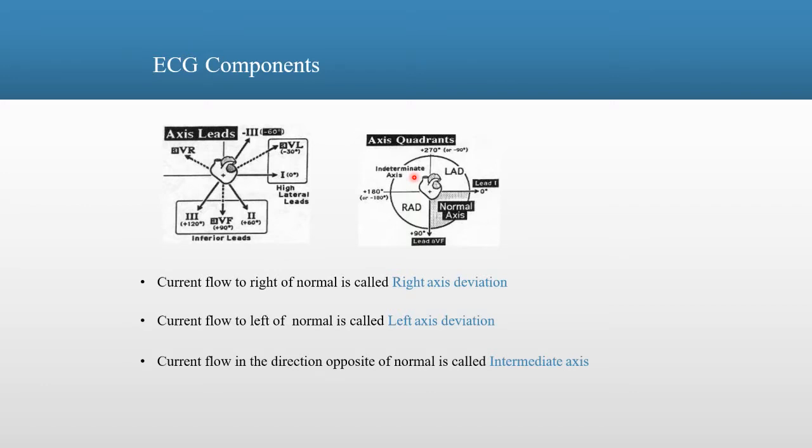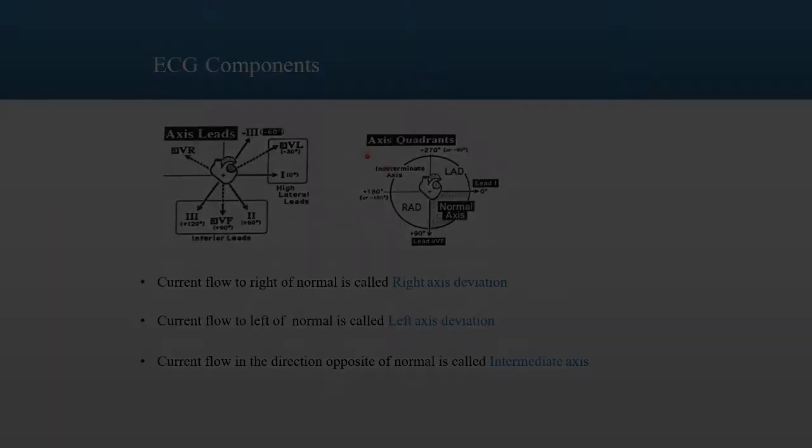Current flow in the direction opposite of normal is called intermediate axis, and we also call this indeterminate, and it's not a valuable tool when determining axis deviation.